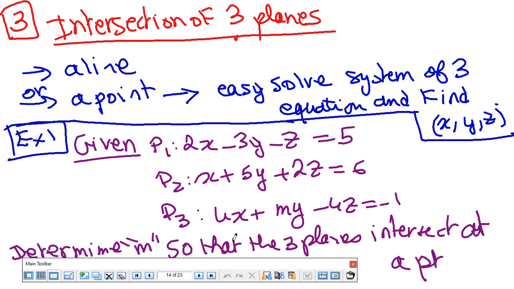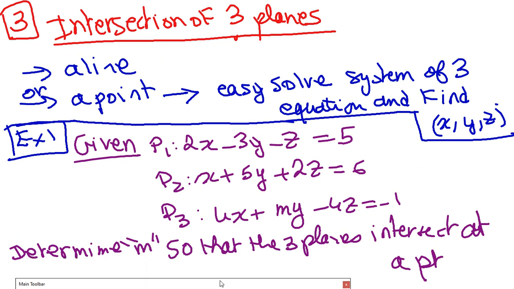Now the intersection of three planes is a little bit different. The intersection of three planes could be either a line or a point, because three planes can meet at a line or at a point. At a point, it's very easy, guys. You solve the system of the three equations and you find x, y, and z. I will not do it. We will see it in the class.